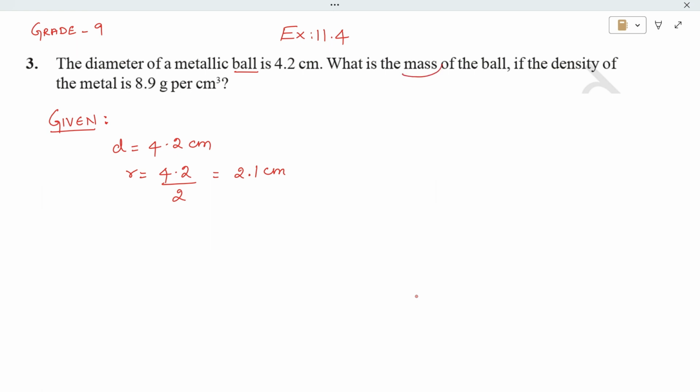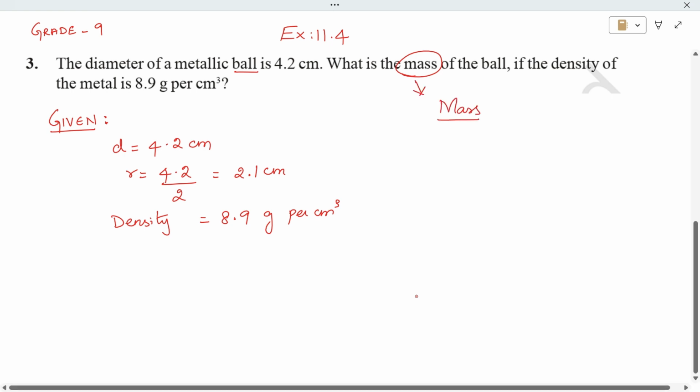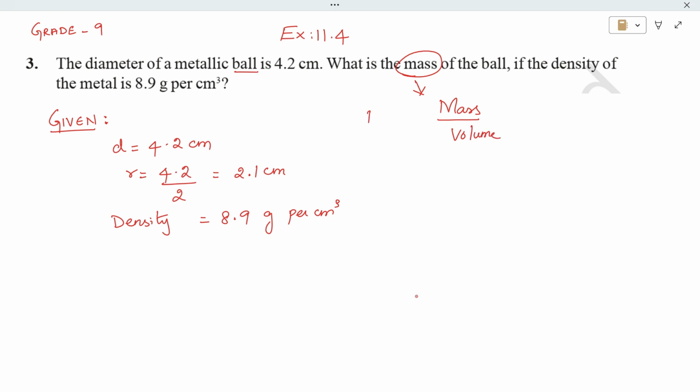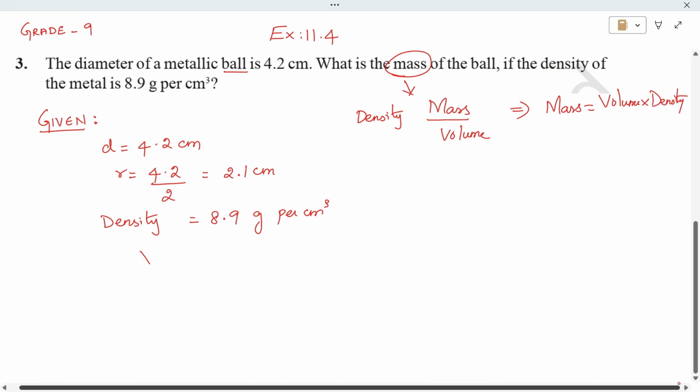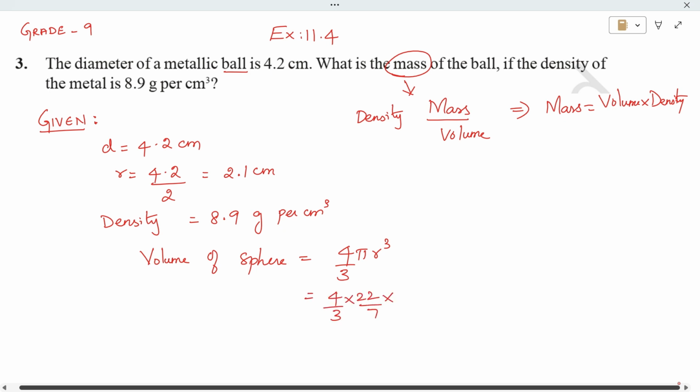What is the mass of the ball? If the density of the metal is given, so I'm just writing what is the density. Density is going to be 8.9 gram per centimeter cube. So 1 centimeter cube is 8.9 gram. Mass by volume is density, isn't it? So we have learned in physics, density is mass by volume, or I can write it as mass is equal to volume into density. So in order to find the volume, I have to find the volume of the spherical ball, right? So that is equal to 4 by 3 pi r cube, which is 4 by 3 times 22 by 7 times r is 2.1 into 2.1 into 2.1.